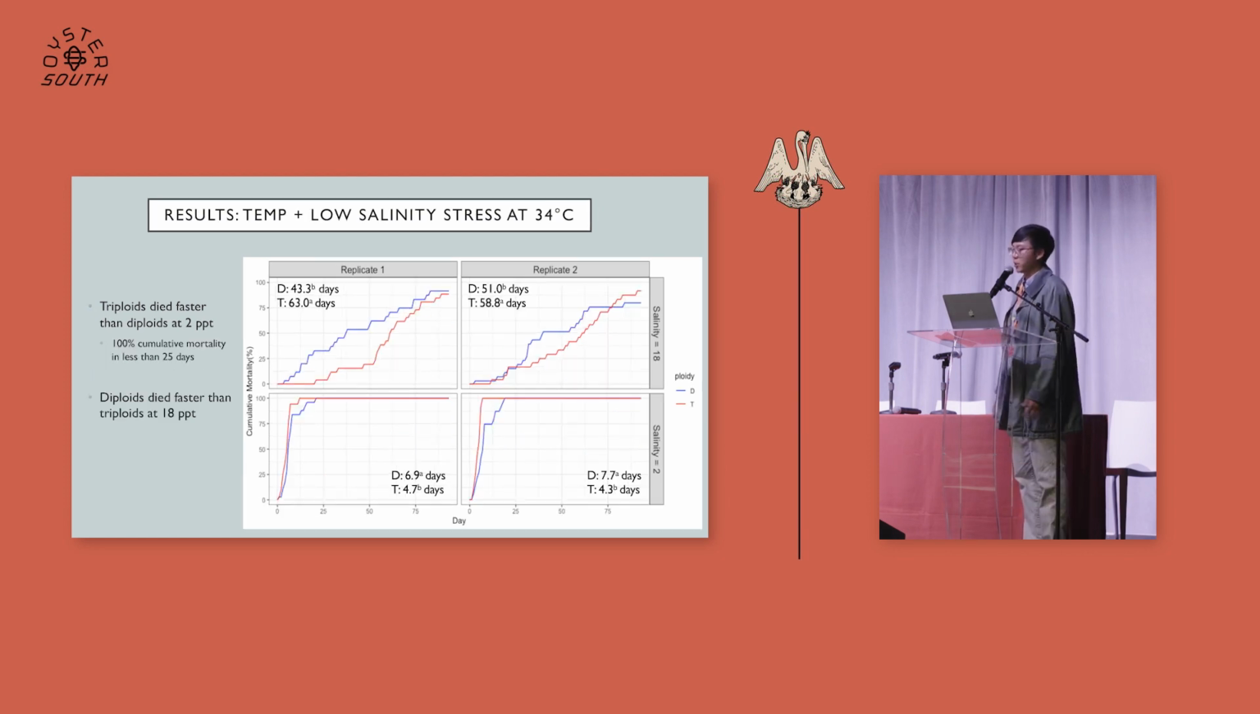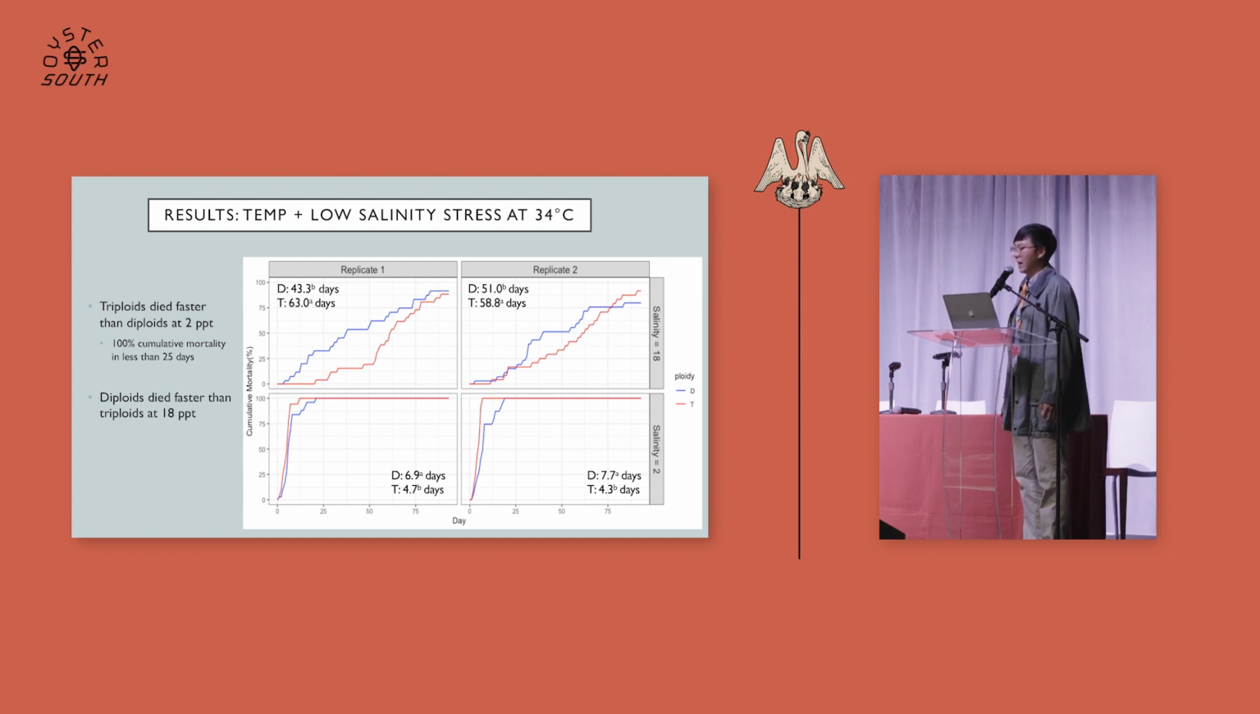All right, so here's the combined stressors results at 34 degrees Celsius. We see in this phase that the triploids are dying faster than the diploids at 2 parts per thousand. So once again, we see that the triploid values are around half that of the diploids. And we also see here a 100% cumulative mortality in less than 25 days. This was the fastest mortality treatment that we had out of all of them.